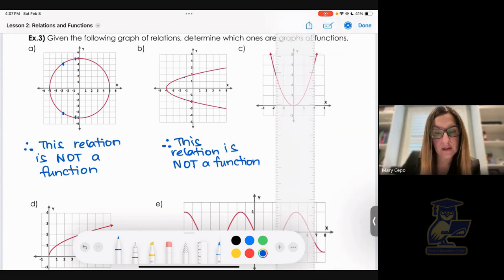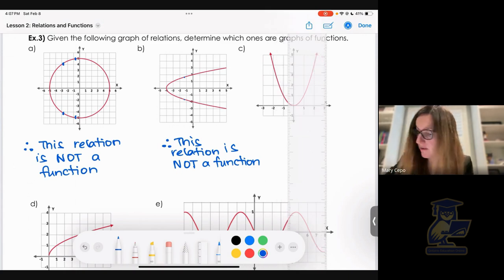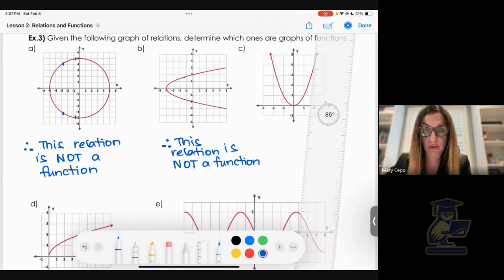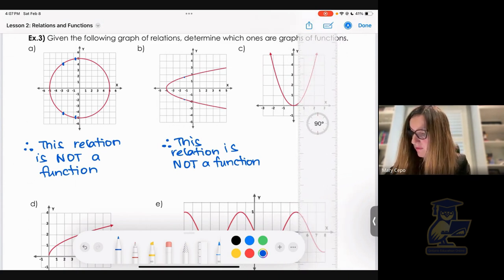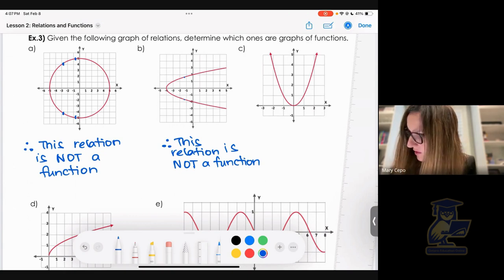Okay, moving on to C, again, you take your vertical line. Remember, this vertical line test only works if you're provided with a graph. So if your relation is being shown as a graph, you can use that vertical line test. As you can see here, throughout my whole graph, it is only intersecting the vertical line once. Therefore, it passes the vertical line test, and we can say this relation is a function.